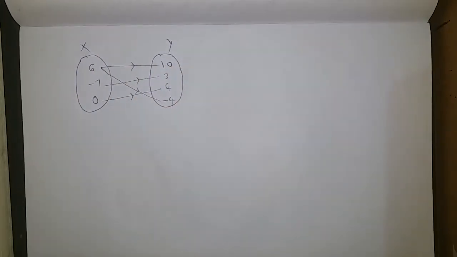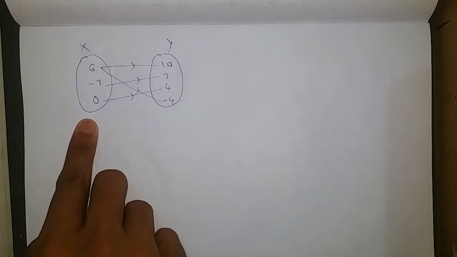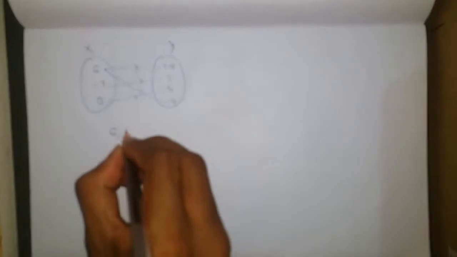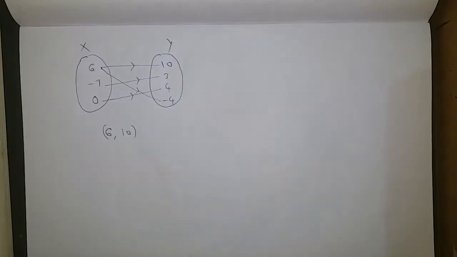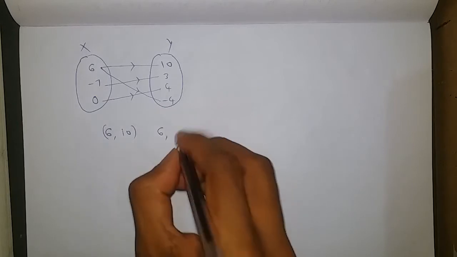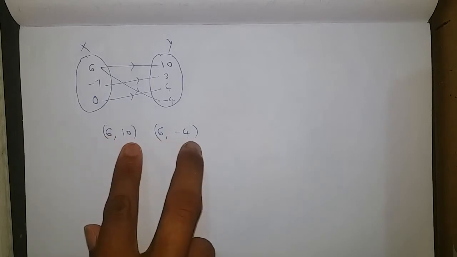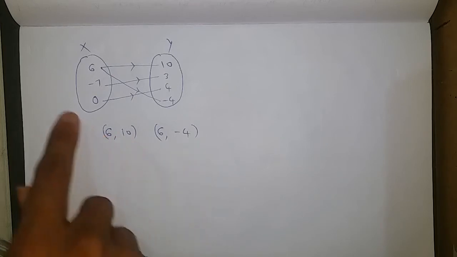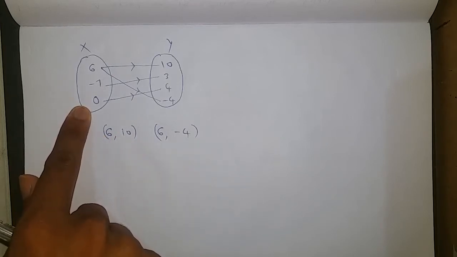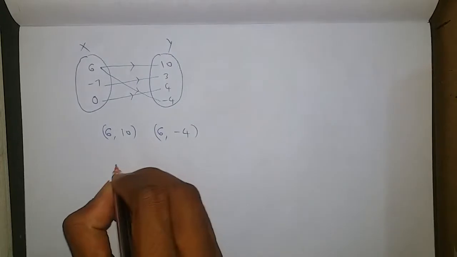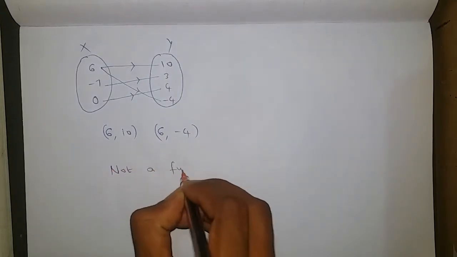Next, what is the second condition? Every element of the first set should have one and only one image. Now if we take the first element 6, 6 has 10 as the image and the same 6 has minus 4 as the image. So the element 6 has two images. But according to the definition of a function, every element of the first set should have only one image, but here two images are there for the same element 6. So this is not a function.